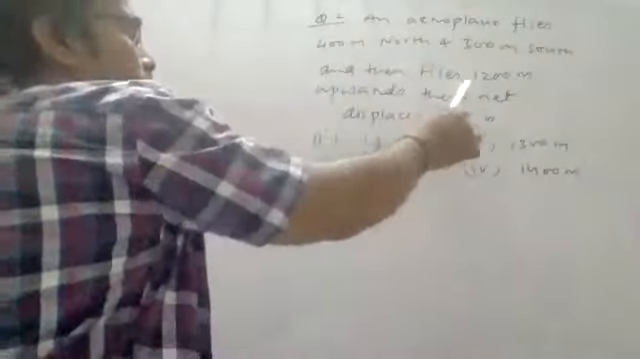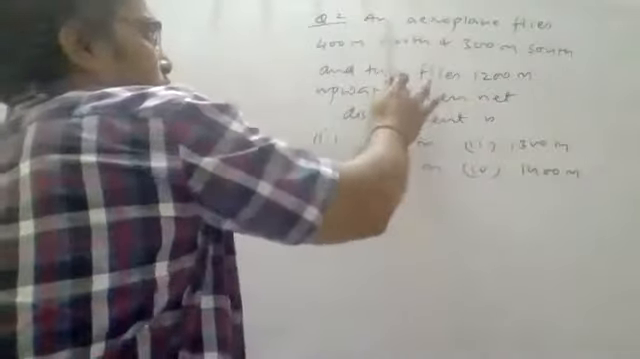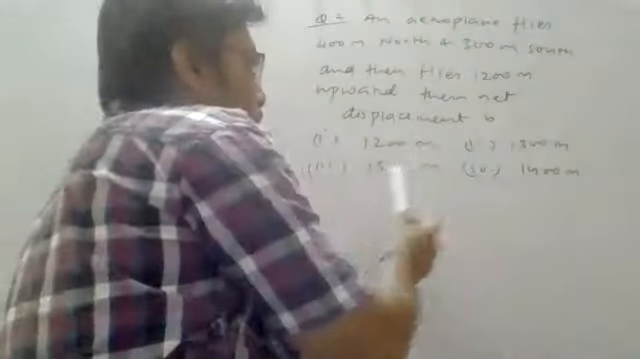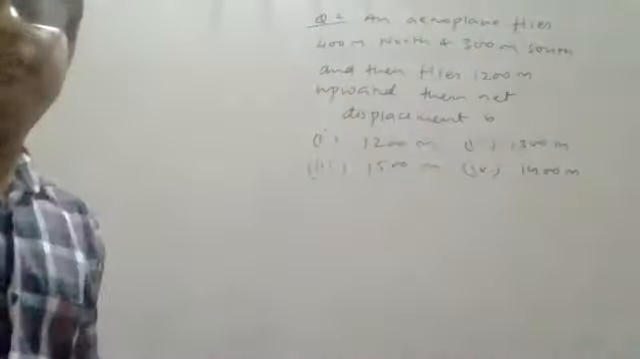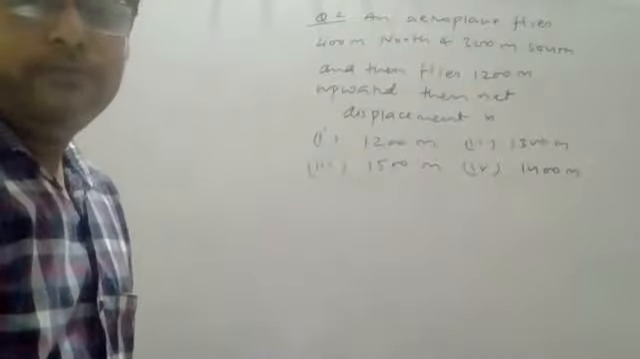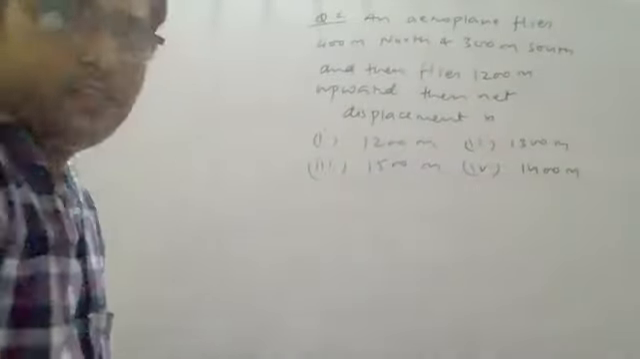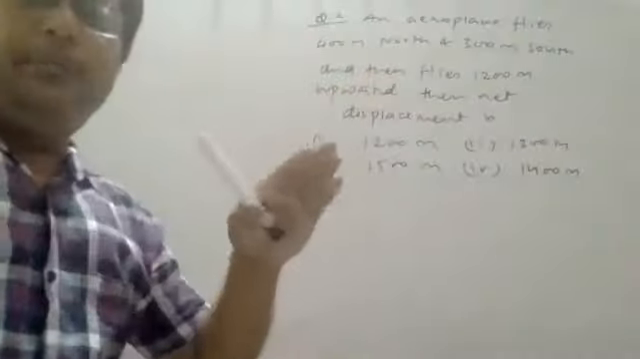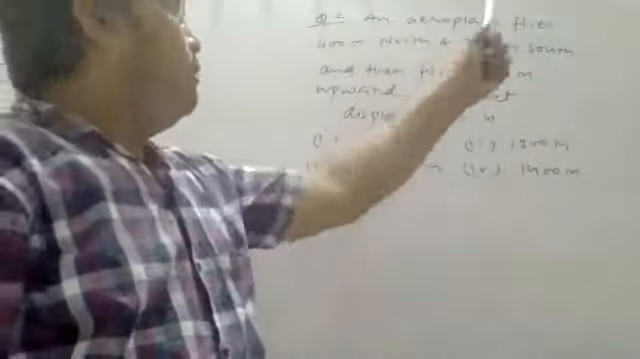An aeroplane flies 400 meter north and 300 meter south, and then flies 1200 meter upwards. The net displacement is? Four choices are given to you: 1200 meter, 1300 meter, 1500 meter, and 1400 meter. Find out what is your solution. What is the answer here? In this question, the situation gives you first the aeroplane flying 400 meter towards north and 300 meter towards south.